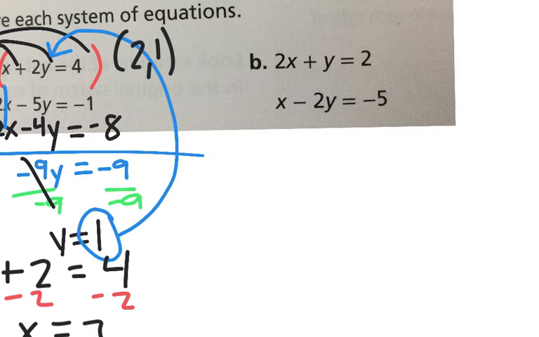So if I wanted to get rid of the y's, how could I make this one that has a 1 in front of it cancel with a negative 2? Multiply everything by 2. Need to multiply everything here by 2. 2 times 2x is 4x. 2 times y is 2y. 2 times 2 is 4.